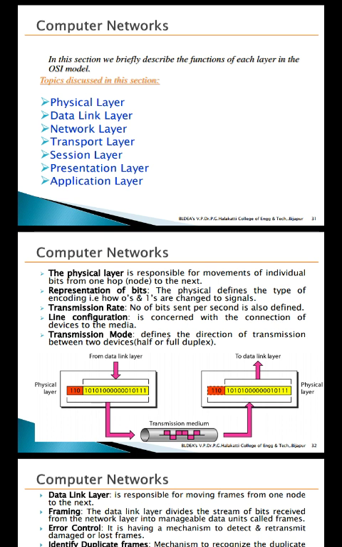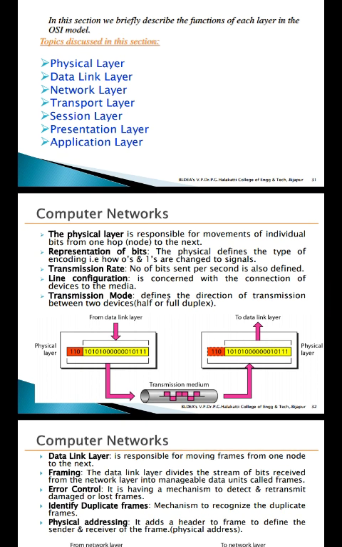Next is the transmission rate, that is, the number of bits sent per second, which is also defined by the physical layer. Next is the line configuration, which is concerned with the connection of the devices to the media, whether your device is connected to the media or not. When you connect to the network, an icon is shown on your computer saying the computer is connected to the network; that is the line configuration.